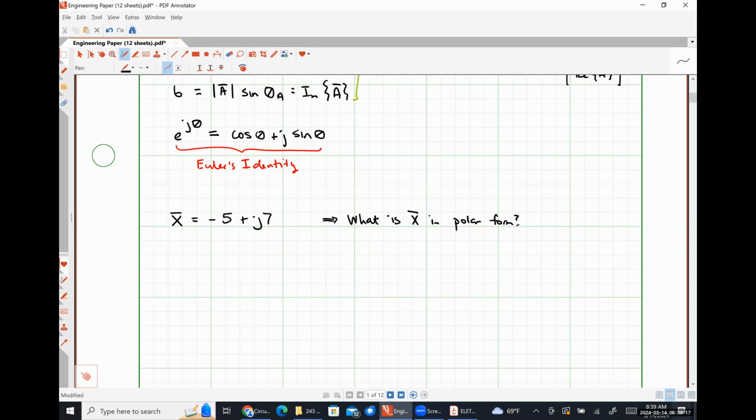Let's use the relationships that we have dealt with here. So the magnitude of complex number x would be the square root of what? Yep. So -5 squared plus 7 squared. Too lazy to do that math in my head. Square root of 25 plus 49, square root of 74.